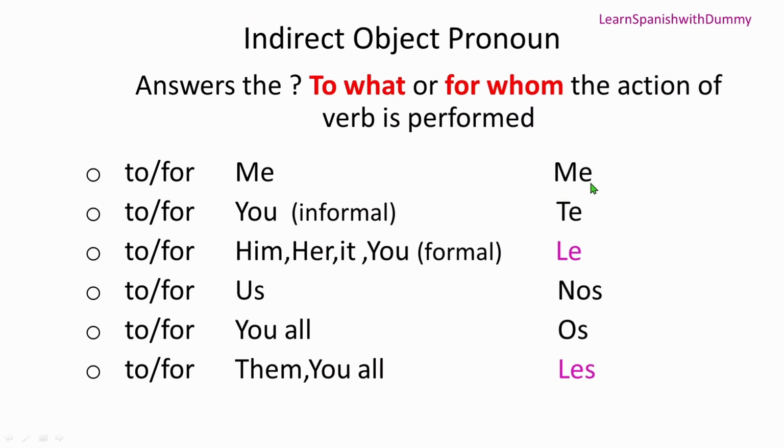Okay, first we have me. Me means to me or for me. Okay, to me or for me. And in me, to and for are automatically added. Okay, depending on context, it could be either to me or it could be for me. Alright, next we have te. Te means to you or for you. Okay, now this is the informal you, te.